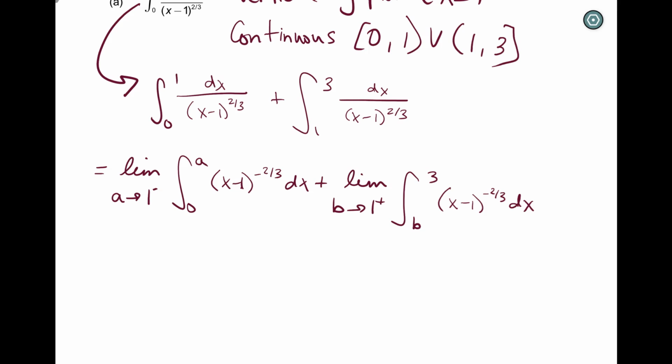So, yeah, we're taking one-sided limits because we have a vertical asymptote at 1. From one of the sides we're going to go to infinity, from the other side we're going to negative infinity, because that's a vertical asymptote. Alright, what is the integral of (x minus 1) to the negative 2/3? Do we know what that is?